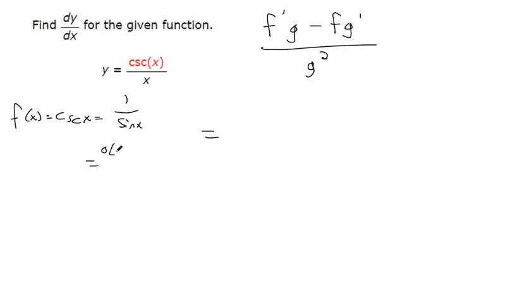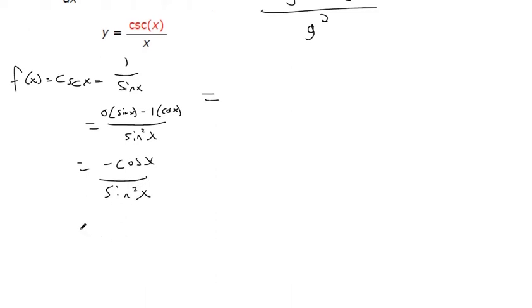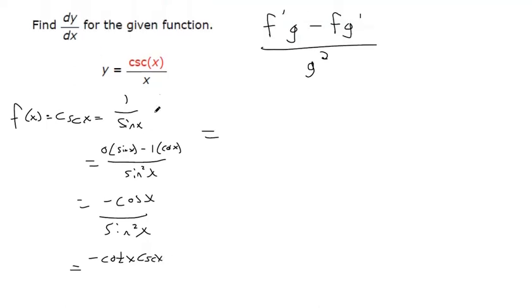Derivative of the top function times the bottom function kept the same, minus the top function kept the same times the derivative of the bottom function, which will be cosine of x, all over the bottom function squared. And so if you simplify that, that's negative cosine x over sine squared x. But another way of writing that, we have 1 cosine over sine, so that's negative cotangent x. And then you have 1 over sine of x left over, so that'd be cosecant x. That's the derivative of cosecant of x. It's negative cosecant x, cotangent x.